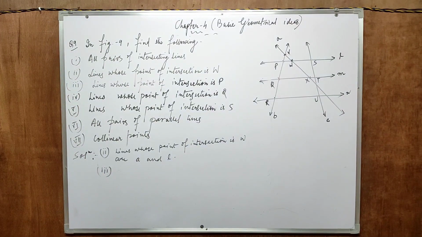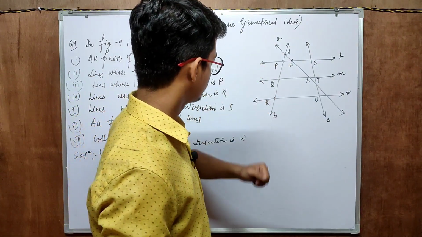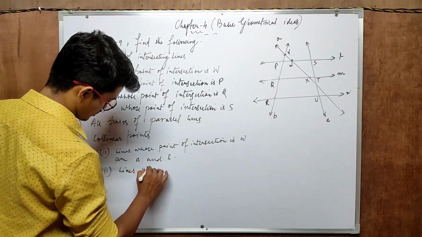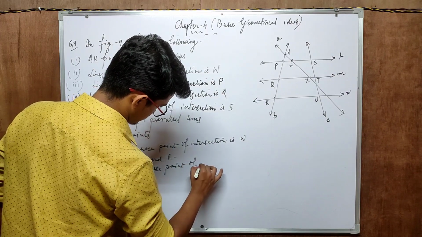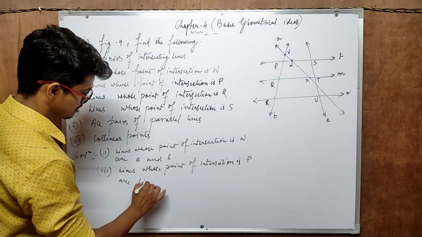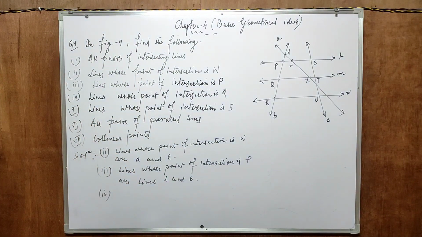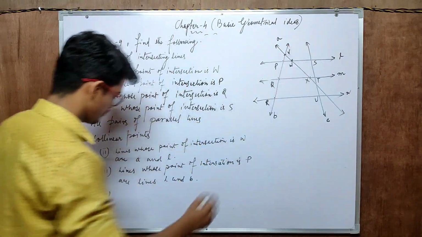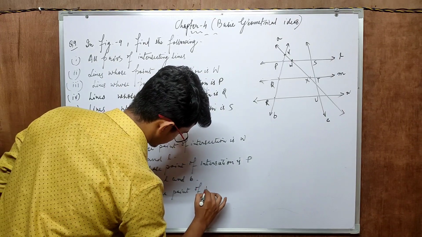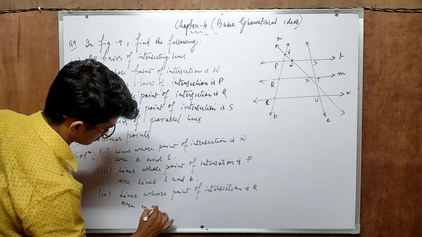Same question. Lines whose point of intersection will be P. Here L is the first line which has the intersection point P, and this line is intersected by another line, that is B. In the same way we can write, lines whose point of intersection is P are lines L and B. The fourth one will be lines whose point of intersection will be Q. In the same easy way, M and B. So lines whose point of intersection is Q are M and B.